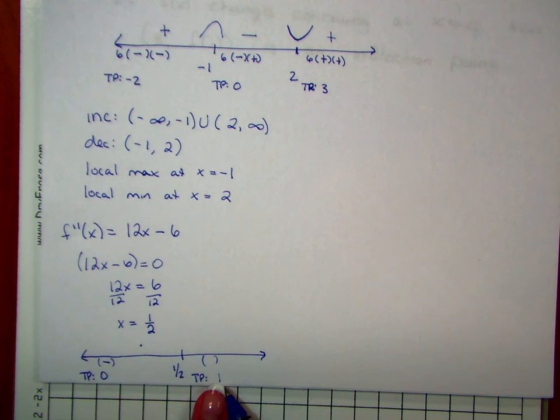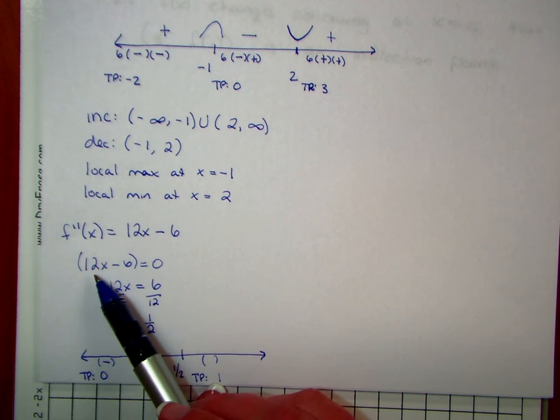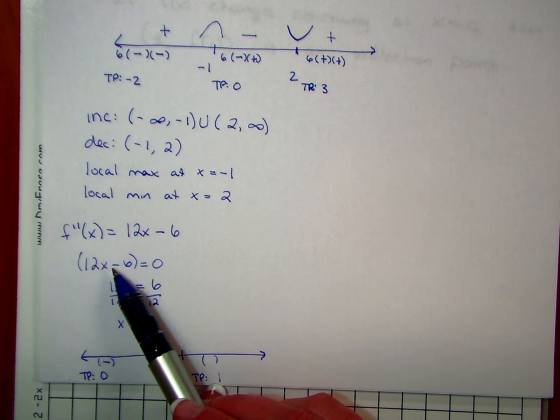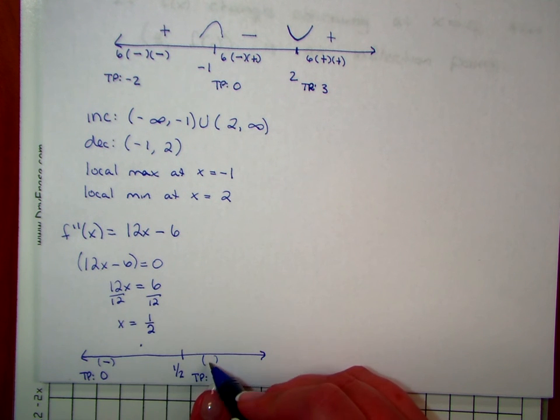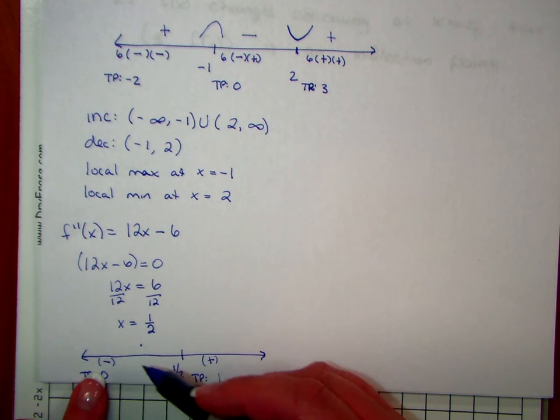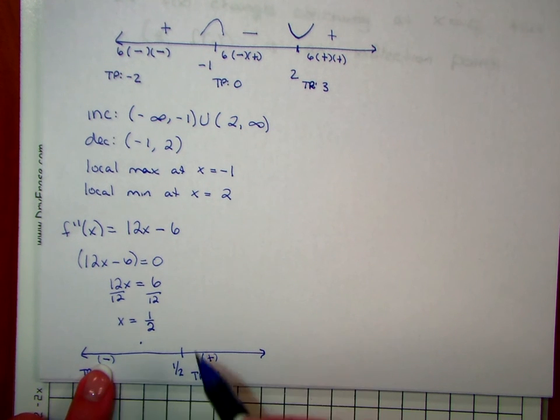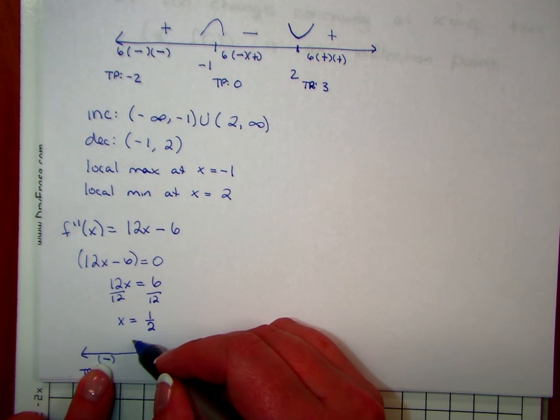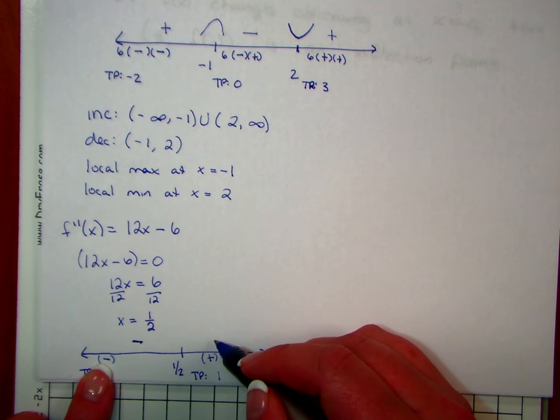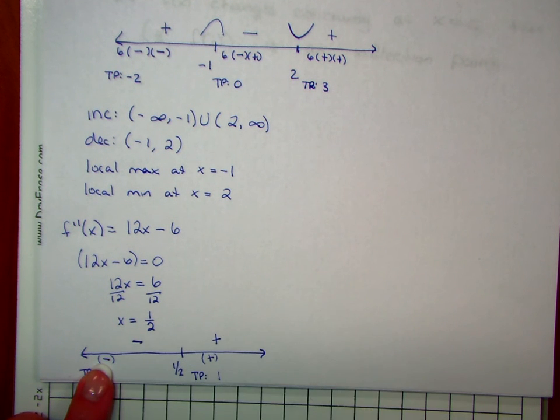Okay. And then if I plug 1 into my factor, 12 times 1 is 12, 12 minus 6 is still positive. So I don't have really any calculating to do here. I know the second derivative is negative on the first interval and positive on the second. What this tells me is when the second derivative is negative, the original function is concave down, and if the second derivative is positive, the original function is concave up.